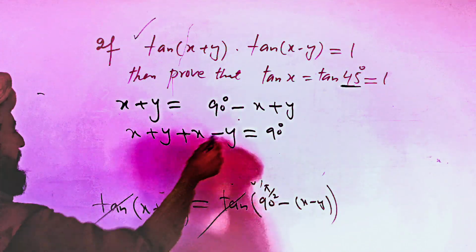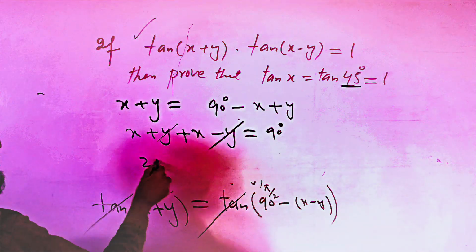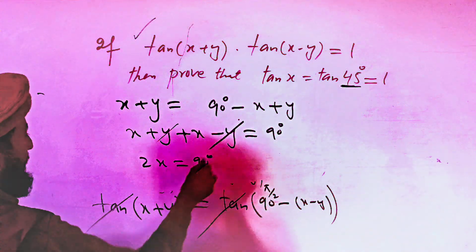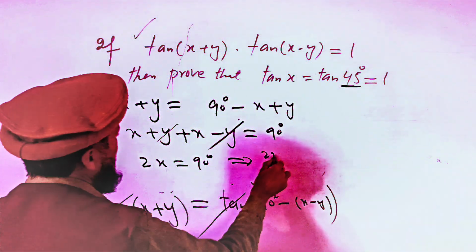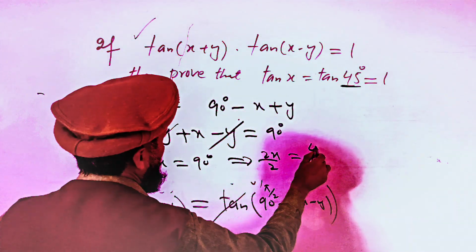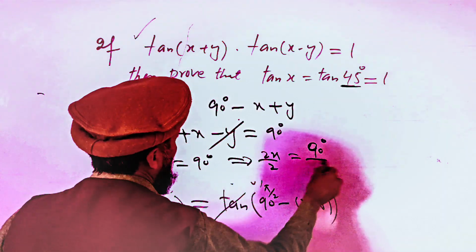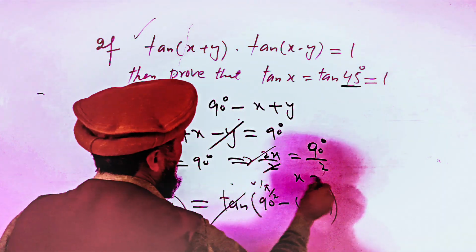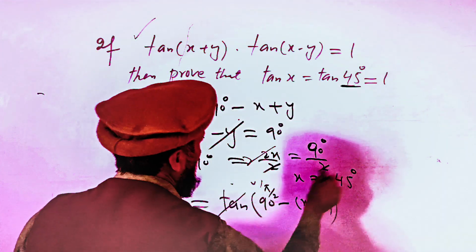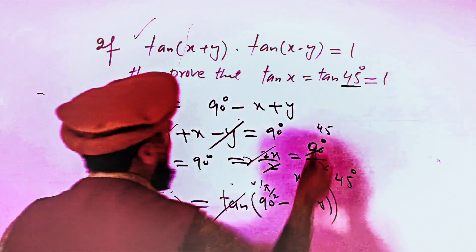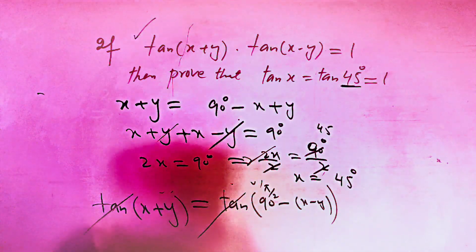So we get here y is cancelled, 2x is equal to 90 degrees. Dividing both sides by 2, we get 90 degrees divided by 2, and x is equal to 45 degrees. So we get the answer: x is equal to 45 degrees.